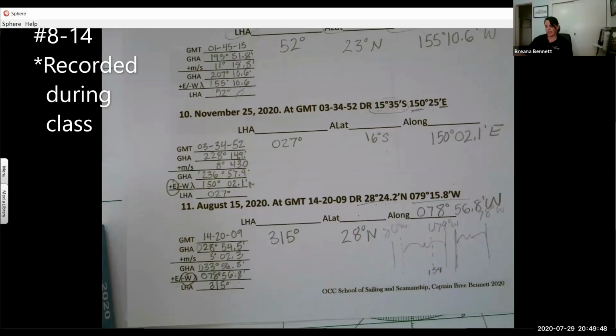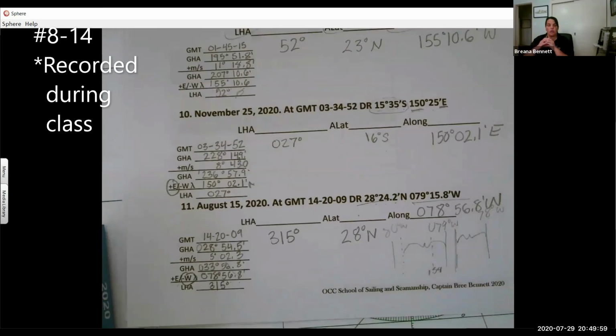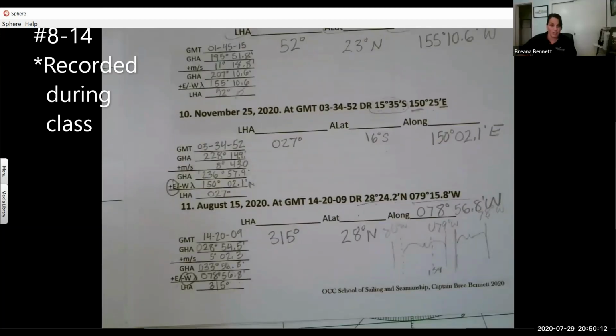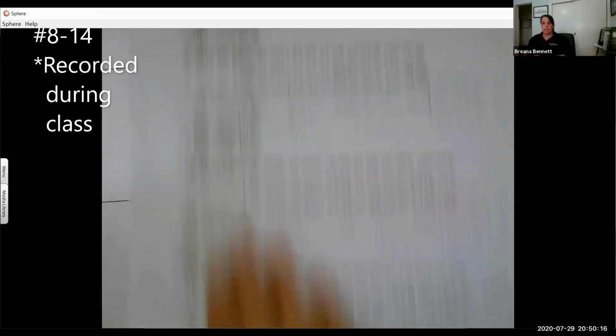How do you guys feel on that? Make sense on creating that assumed position? Yeah. We just want to get the LHA to a whole degree and latitude to a whole degree, so we don't have to triple interpolate. And now we're going to practice interpolation. Back to 229.